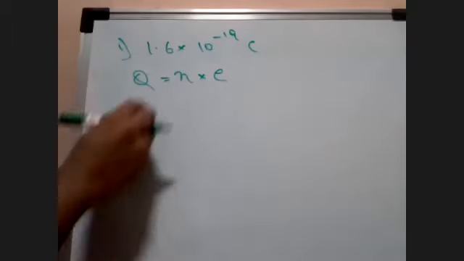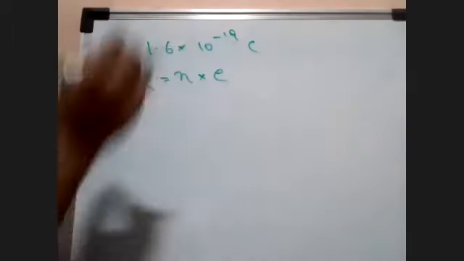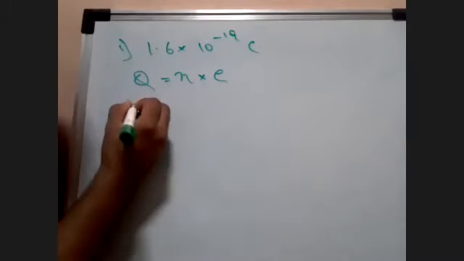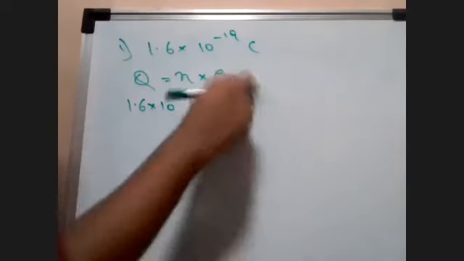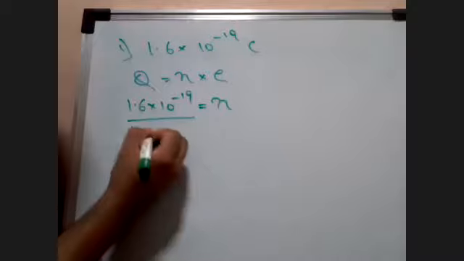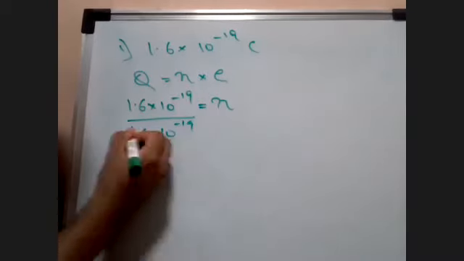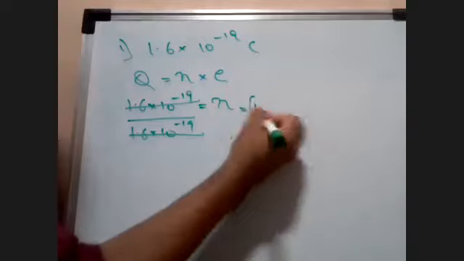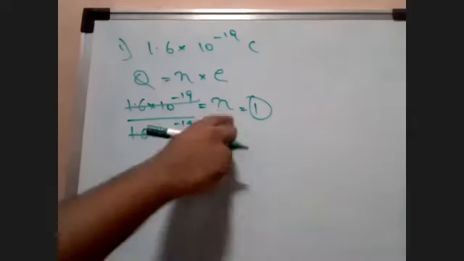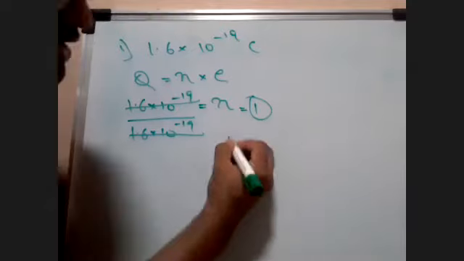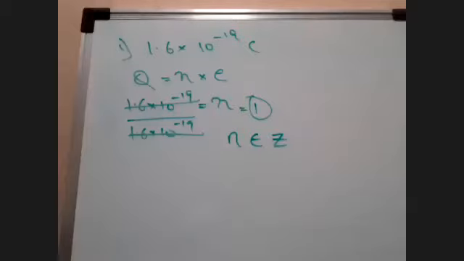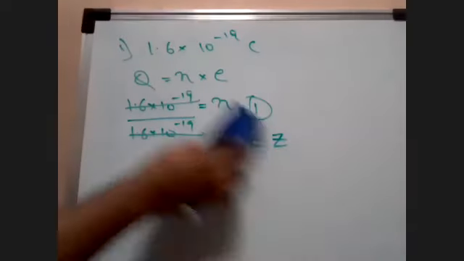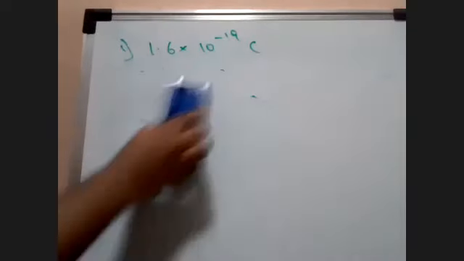So suppose we consider this to be the charge of a system, let's put it 1.6 into 10 raised to minus 19, and this is equal to N times E. Taking E down, you'll get 1.6 into 10 raised to minus 19. So this is equal to 1. Here N is the integral multiple, that means N belongs to an integer value. And so N is 1. Therefore, this is possible.